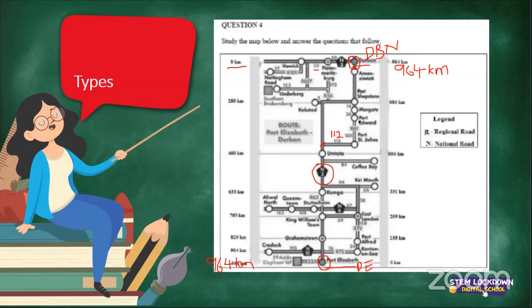And between Port Edward and Port St. John's, there's a number there, R61. Okay, this is R61. That is the name of the road. So don't confuse those, right?